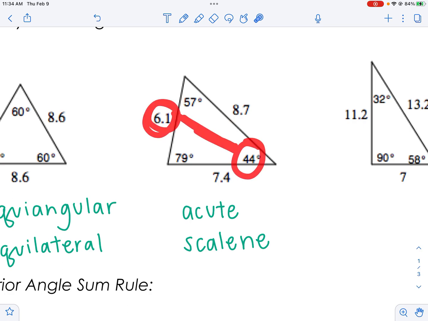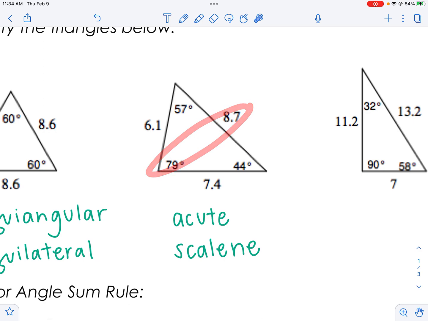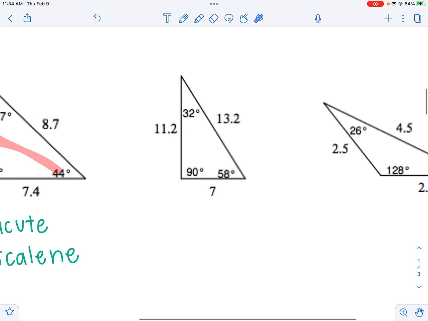They're across from each other. Also notice that the biggest angle is 79 and the biggest side is 8.7. Notice that they are across from each other. They'll never be adjacent. They'll always be opposites. So they'll always be across, and that's called hinge theorem. And we could see that very clearly in this right triangle. And I know that it's a right triangle by the 90 degrees.